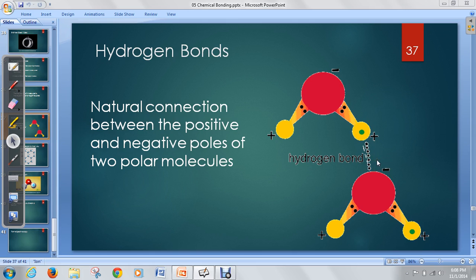It's not a chemical bond. They're not giving or sharing electrons. Okay, it's not quite as strong as a chemical bond, but there is still a connection there. They want to be near the positive and negative sides.